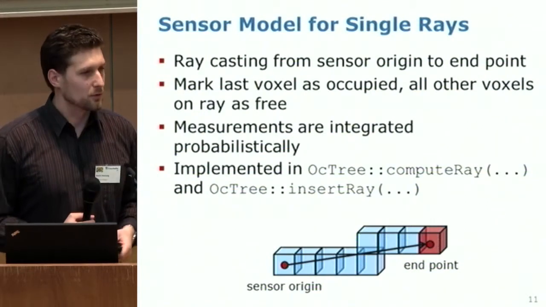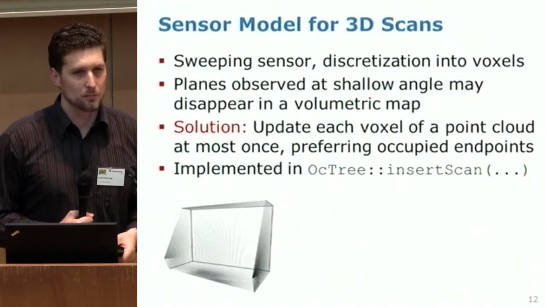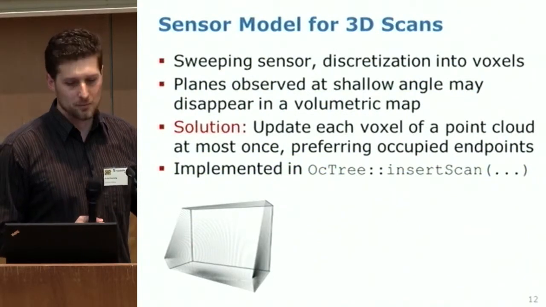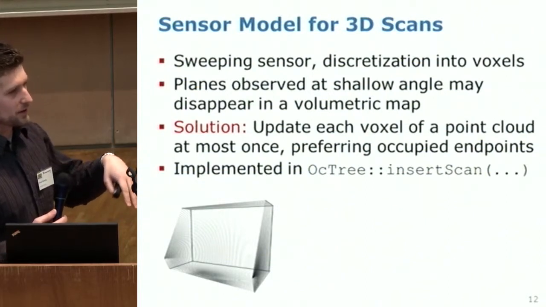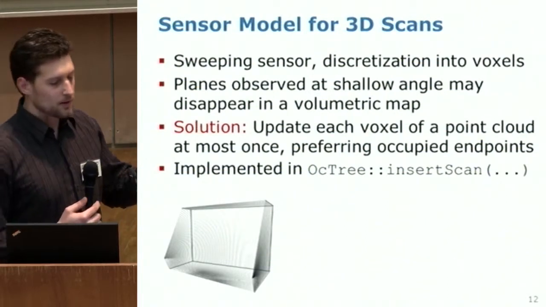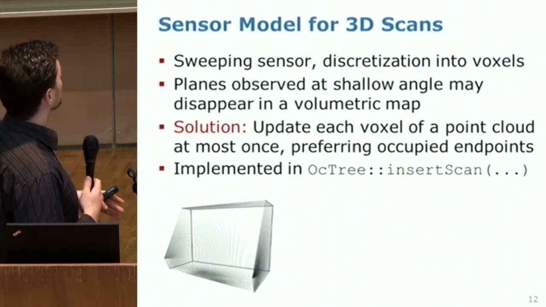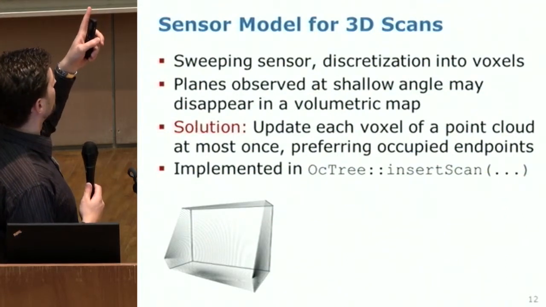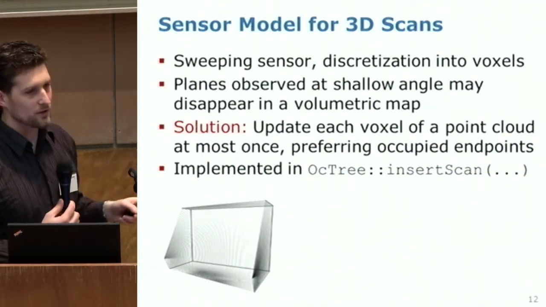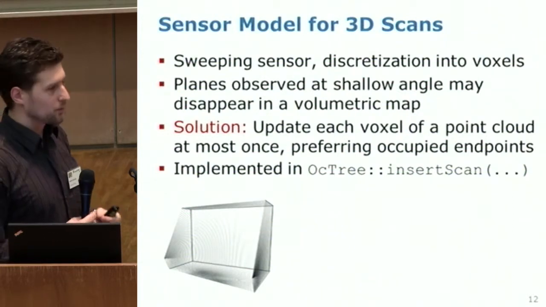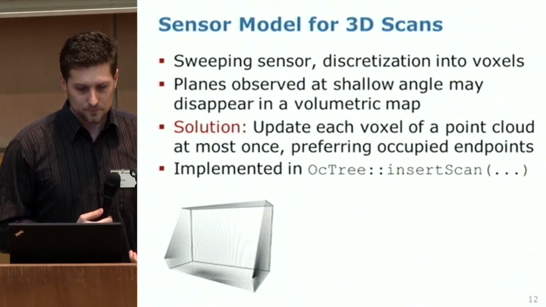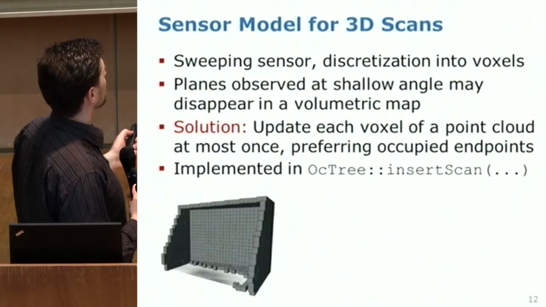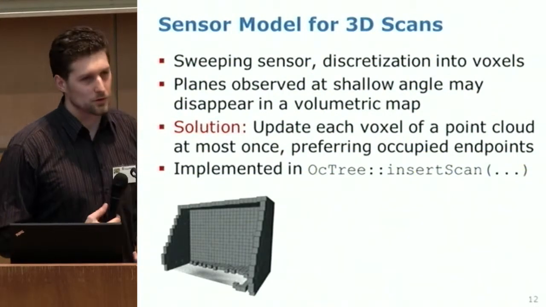So typically what we get from a sensor is not a single ray, but a complete 3D point cloud or a depth image. This is also the case if we have a laser, which is a kind of sweeping laser on a pan tilt unit. And what happens there is, on the left you see an example of a noise-free simulated 3D scan. And if we now integrate this 3D scan ray by ray into our Octree, it will look like this. And this will be exactly the same if you use a 3D occupancy grid.